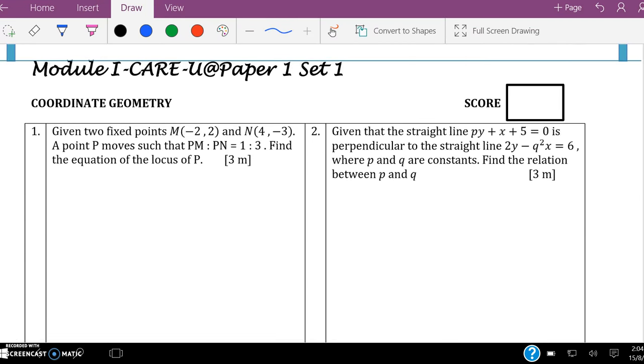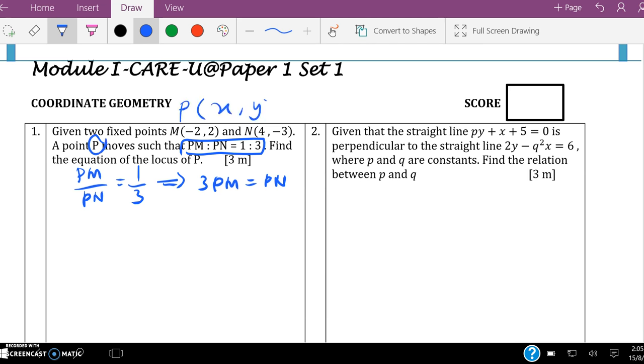Coordinate geometry. When you want to do coordinate geometry, you must make sure that the ratio given here must be in terms of the equation of distance. So Pm over Pn is 1 over 3. So the equation of distance is 3Pm equals Pn. And point P should be xy.